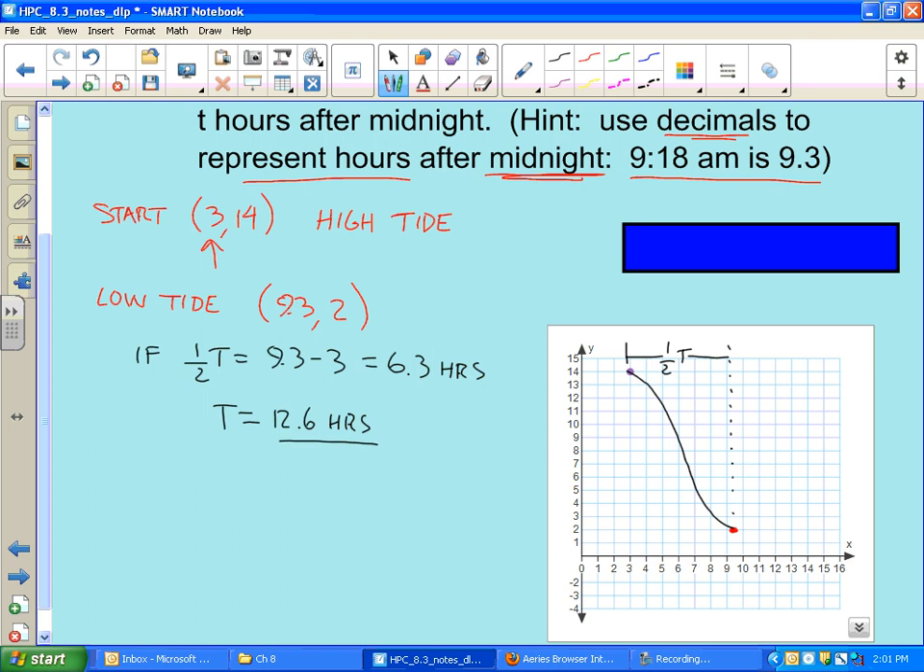No. Period is not B. Can it help me find B? Yes. Good. So we haven't found any A's, B's, C's, or D's right now. We're just kind of drawing our little sketch.